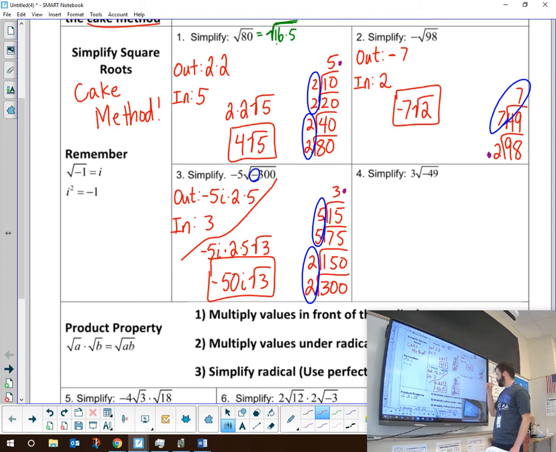Once again here on number 4, we have something already on the outside, right? On the outside I have a 3, but again, we have a negative on the inside, so we're going to bring out an i to the outside.